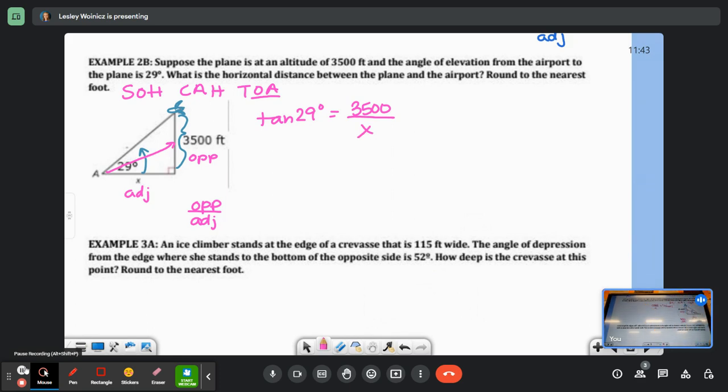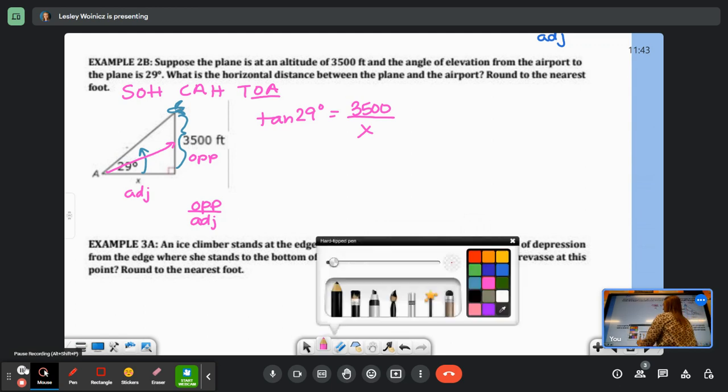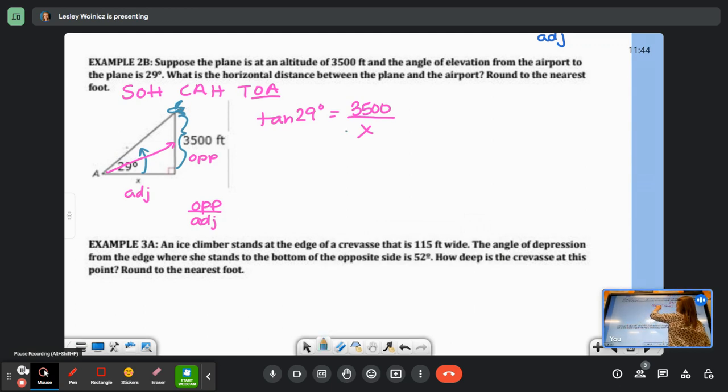Now, I showed you a trick in our last notes for getting the x on top. We can either cross multiply, butterfly, or remember that we can just trade these two in their spots. You guys remember that?